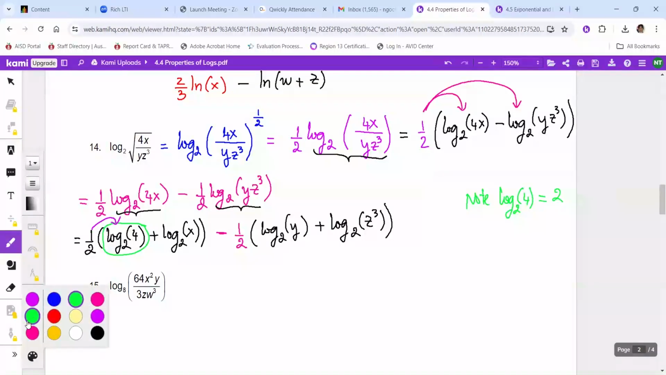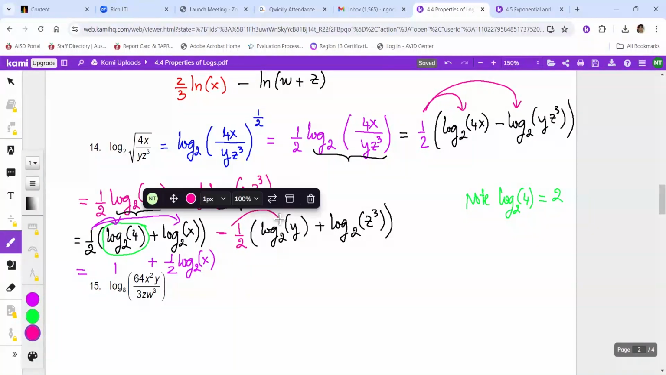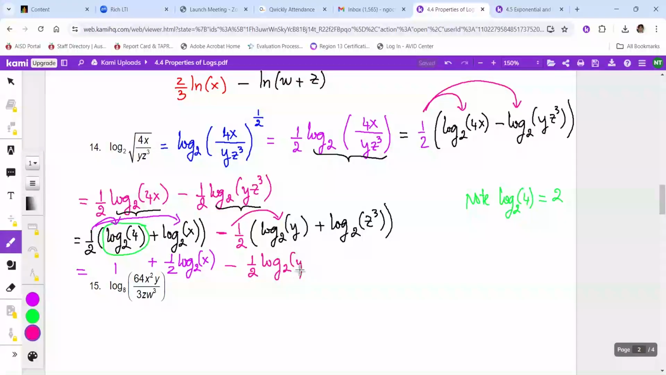So we do 1/2 times 2, so that will give us 1. And then 1/2 times log base 2 of x. There's nothing we can do, so we just copy the way it is. So it will be 1/2 times log base 2 of x. Now we're done with that. Move on to the next one. Negative 1/2 times log base 2 of y. So again, we cannot simplify, so we copy the way it is. So negative 1/2 times log base 2 of y.